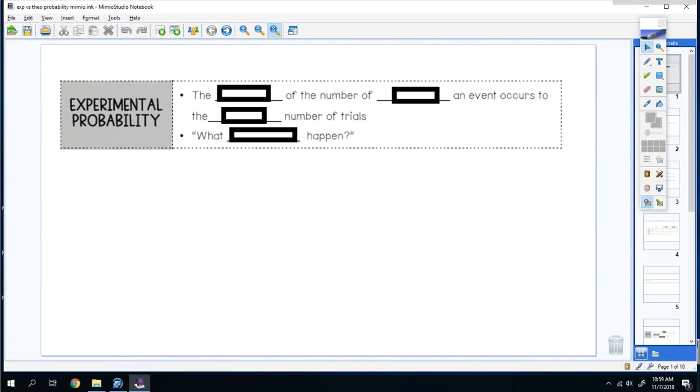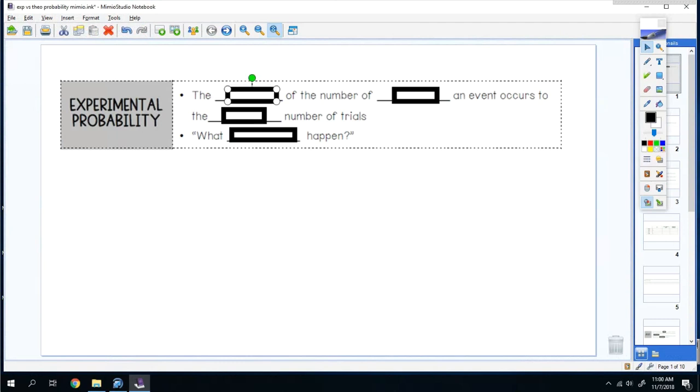All right, so today we're going to be doing experimental and theoretical probability. So what you did yesterday was actually very similar to theoretical. But we'll discover the definitions for both of those.